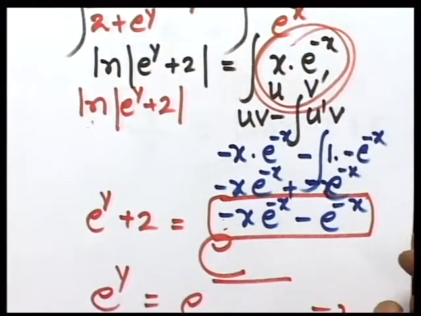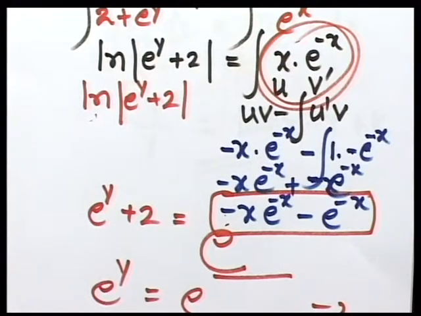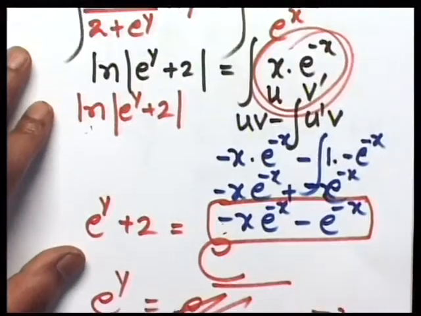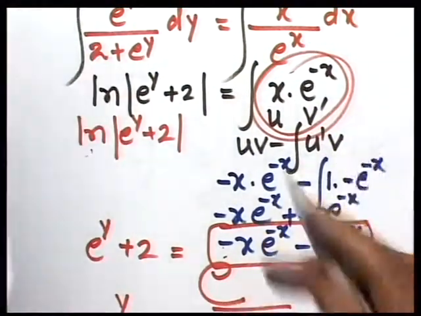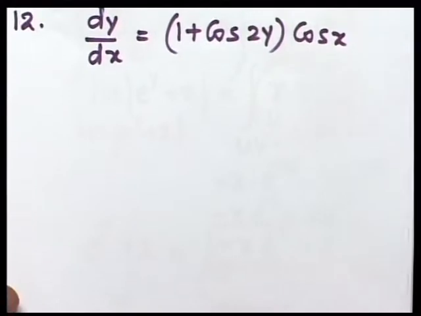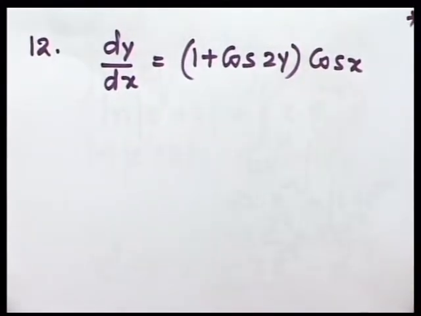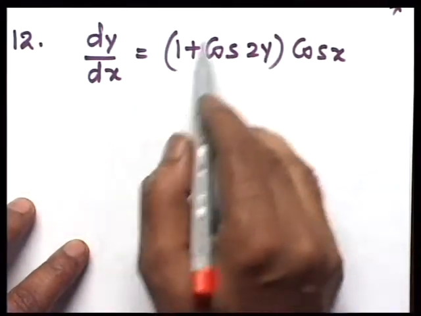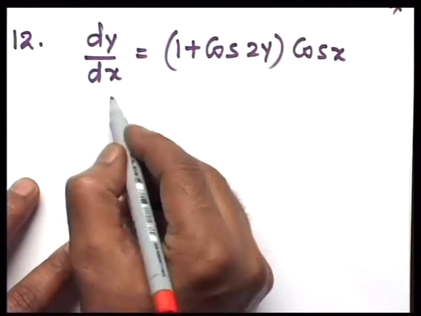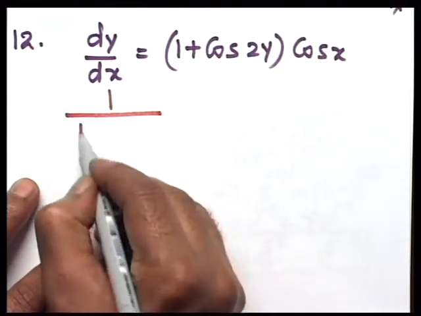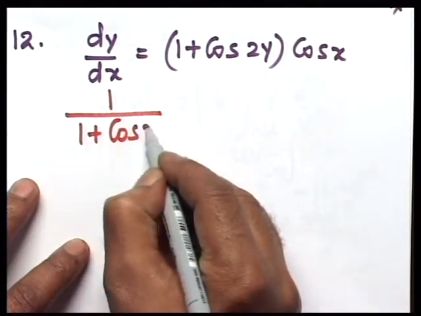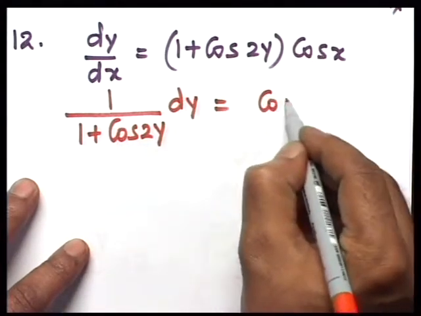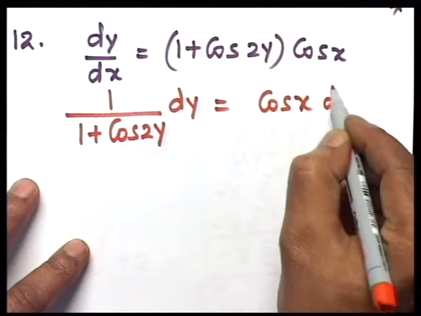All right. Now the next question, well, you try and solve the rest of the part there, right? Just the method is very important. Question 12 is there, 1 plus cos 2y and cos x. All the x's are there, the y's are in this bracket. Can we say 1 over 1 plus cos 2y? A very interesting question, it looks like dy equals cos x dx.